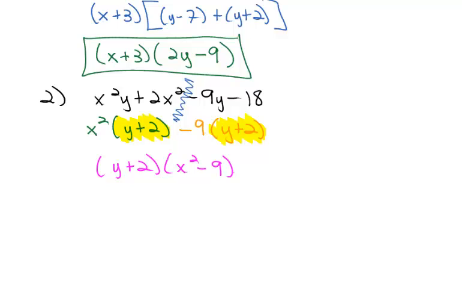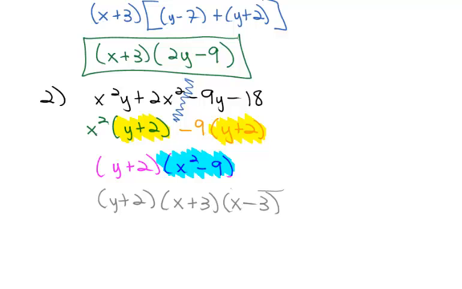And this is a nice segue into our next topic because we're not done yet. X squared minus 9, you might remember, can factor further. We'll still have the y plus 2, but the x squared minus 9 is x plus 3 times x minus 3 to give us our final completely factored form.